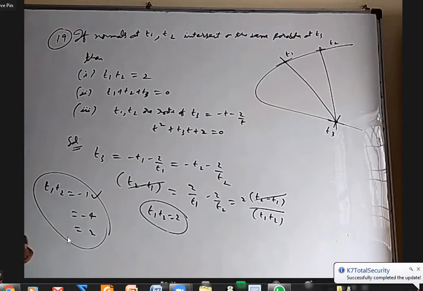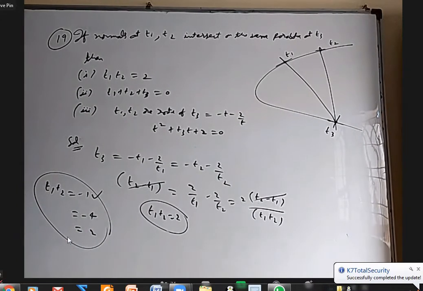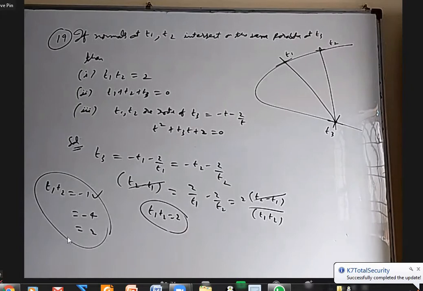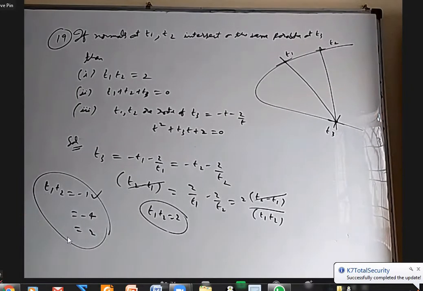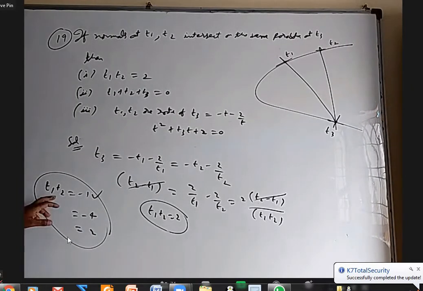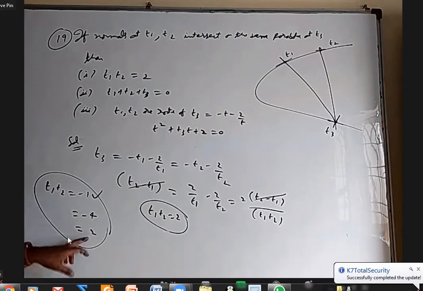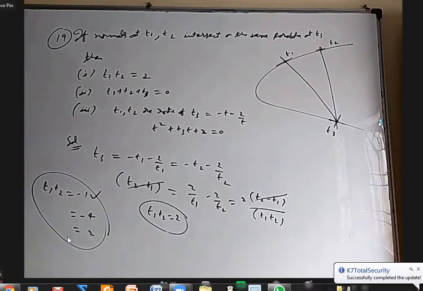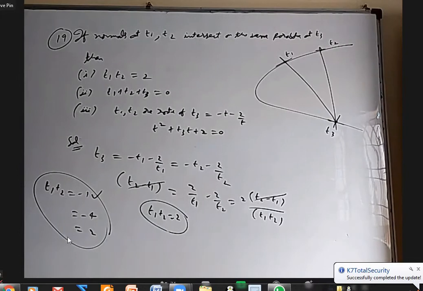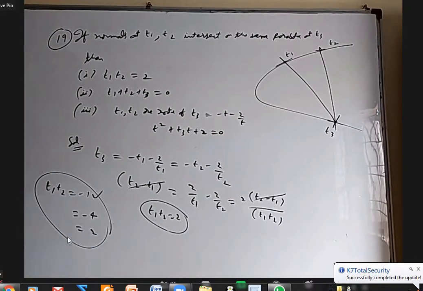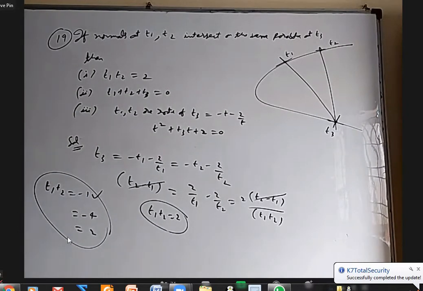Anybody remembers when T1 T2 is minus 4? When they subtend 90 degrees at the vertex. Yes, if the two points are joined to the origin, when the chord joining T1, T2 subtends 90 degrees. And when T1 T2 equal to 2? If normals at T1, T2 intersect on the same parabola. Yes.